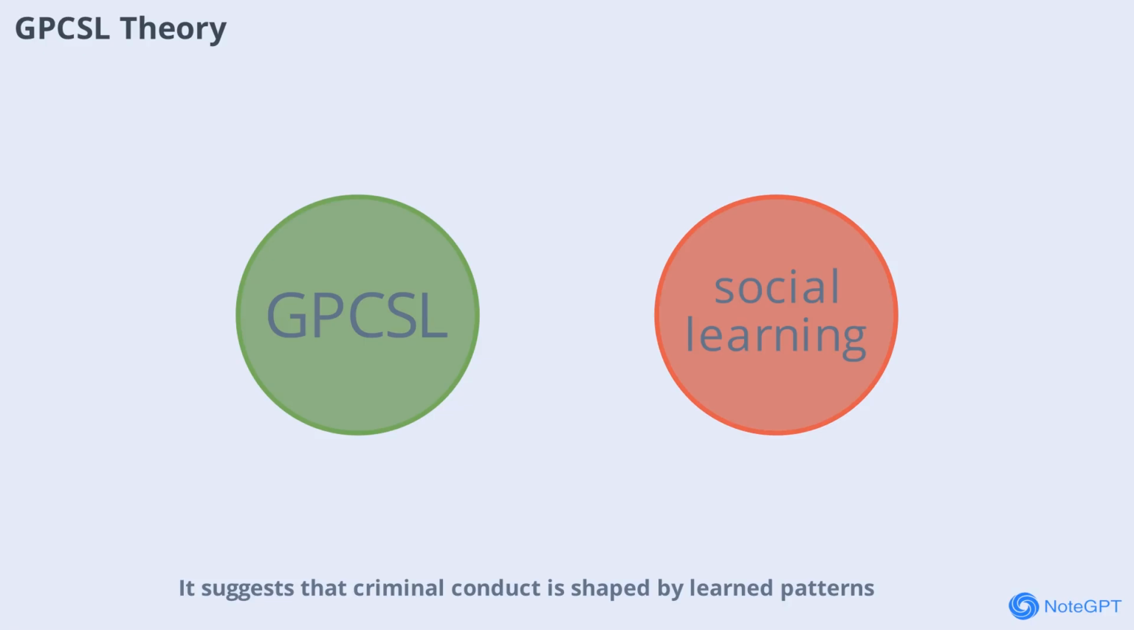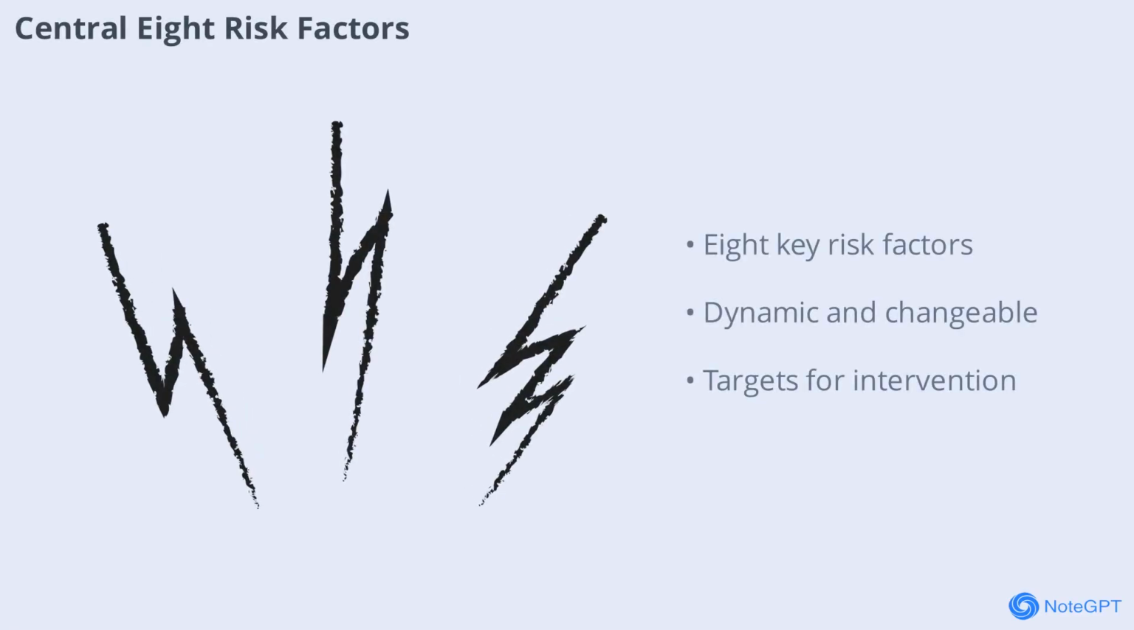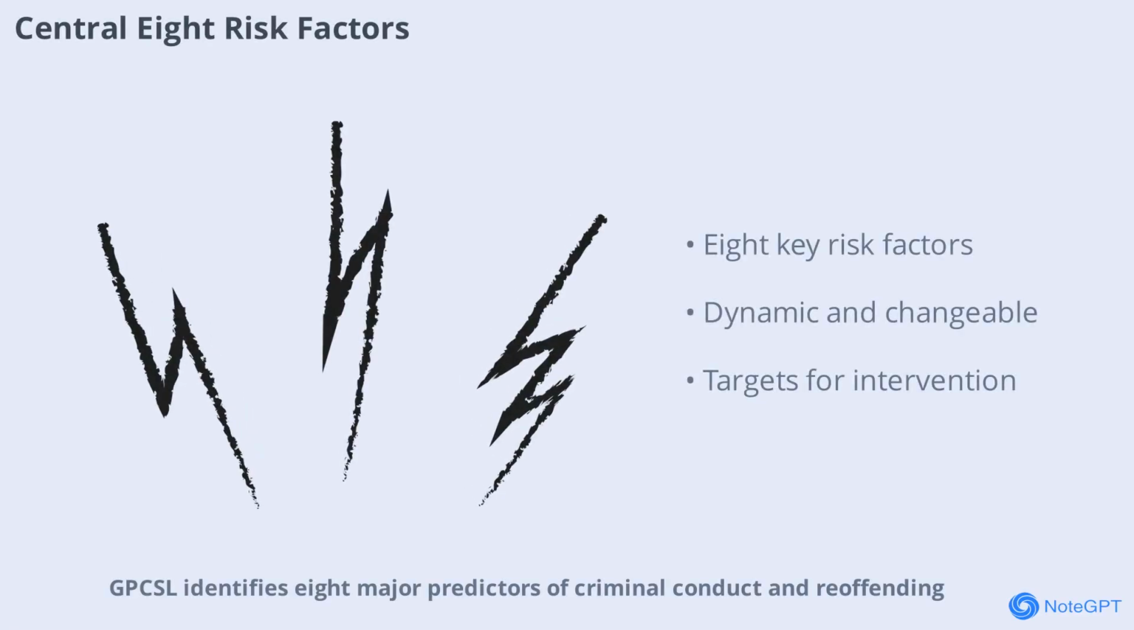It suggests that criminal conduct is shaped by learned patterns of thinking and behavior interacting with situational rewards and costs. There are multiple routes into crime, but learned behavior and reinforcement play central roles. GPCSL identifies 8 major predictors of criminal conduct and reoffending, known as the Central 8. These are dynamic factors, criminogenic needs, that can be changed through intervention.